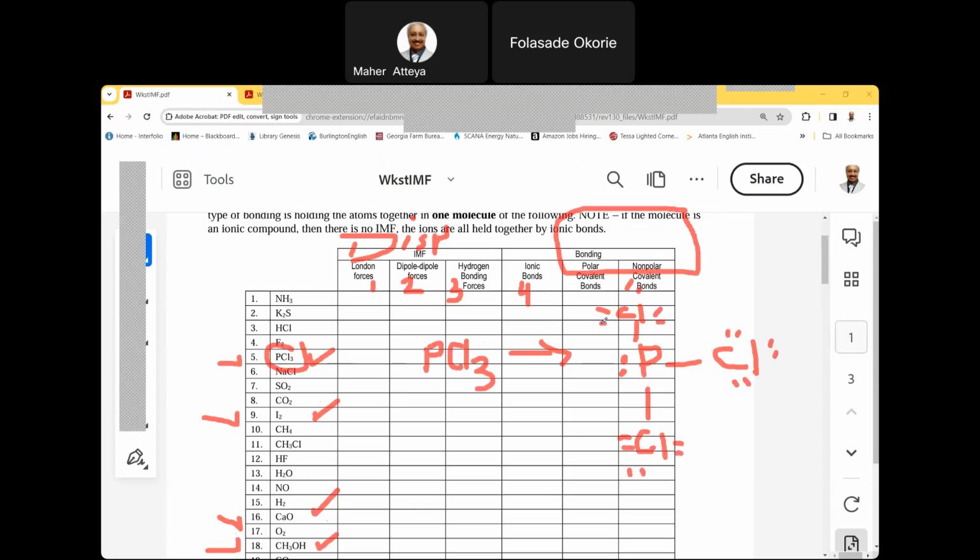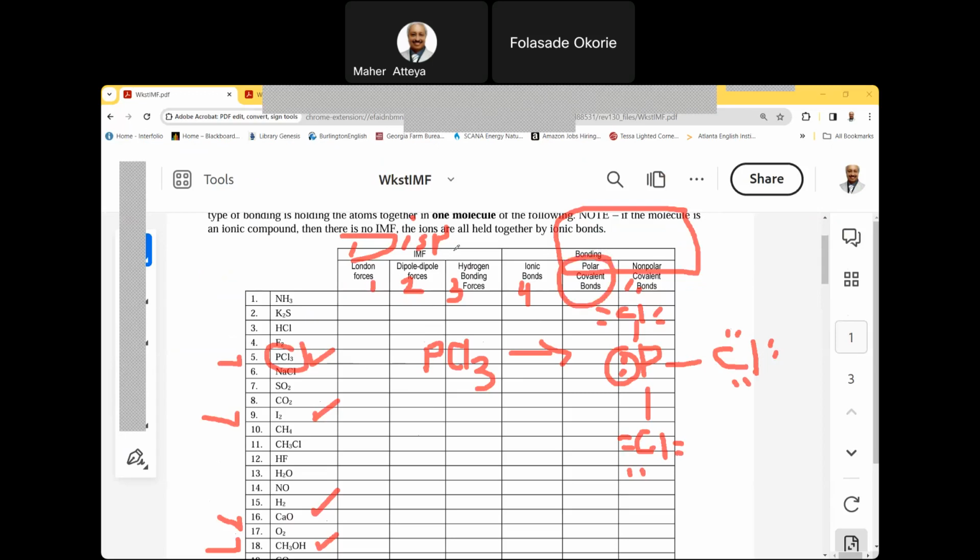So that's the Lewis structure, correct? Yes, sir. So you can see that it has to be polar because the central atom has what? A lone pair. So this is polar covalent. So that answers this question here. But what type of interaction is the whole thing?